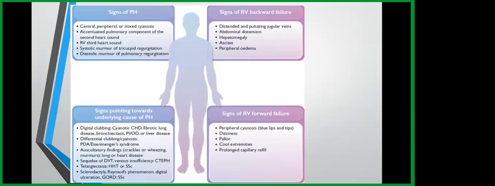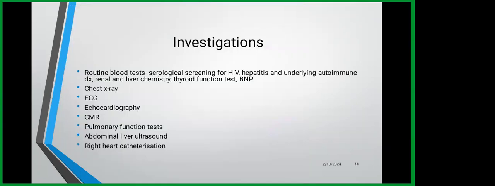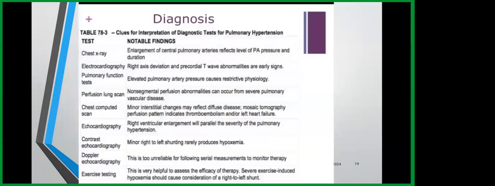Okay, so investigations, of course, routine blood tests. You want to look for the etiology if you can get it: HIV, hepatitis, immune disease, if there's connective tissue disease, liver function tests, renal function, thyroid function, BMP, chest X-ray, ECG, echo, cardiac MRI, pulmonary function test, abdominal ultrasound, right heart catheterization. Okay, so this represents a summary before we take them one after the other of the findings and investigation.